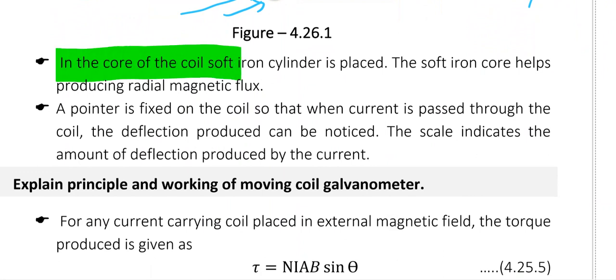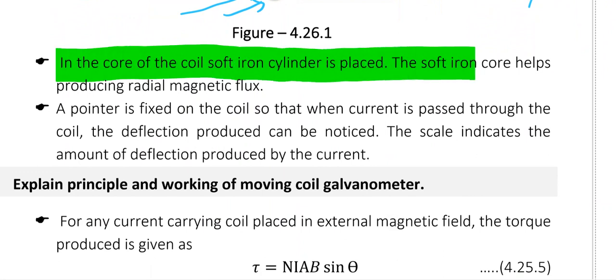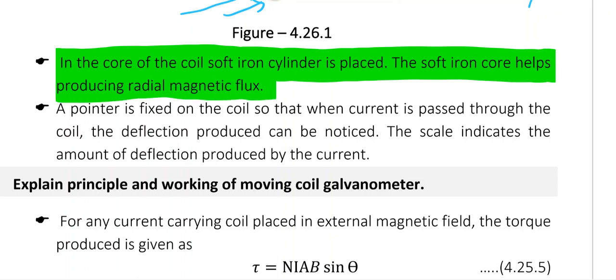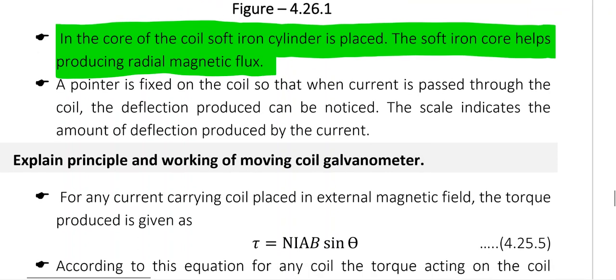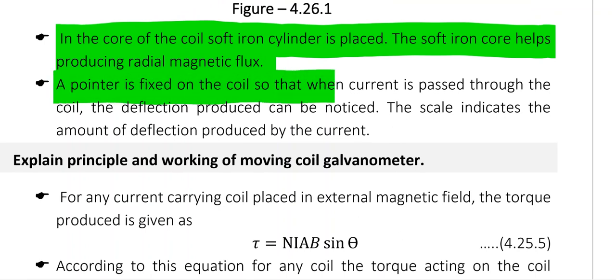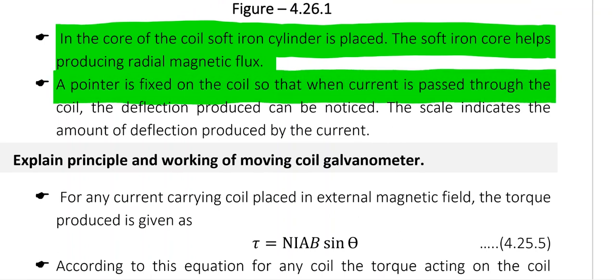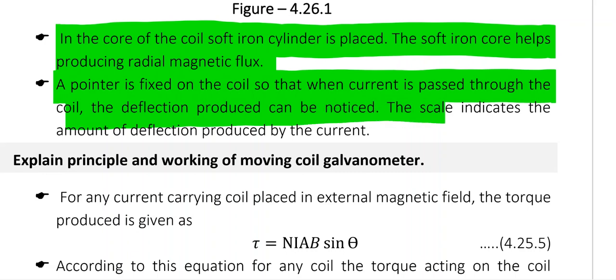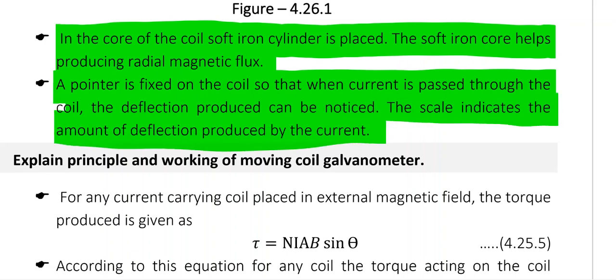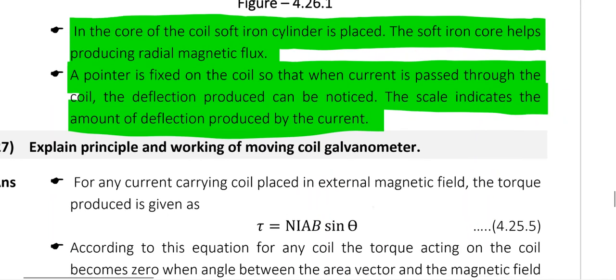In the core of coil, soft iron cylinder is placed. The soft iron core helps producing radial magnetic flux, and it also helps increasing current sensitivity. A pointer is fixed on coil so that when current is passed through the coil, deflection is produced, which can be noticed, and you can check it on this scale. So that is all about the construction part of galvanometer.